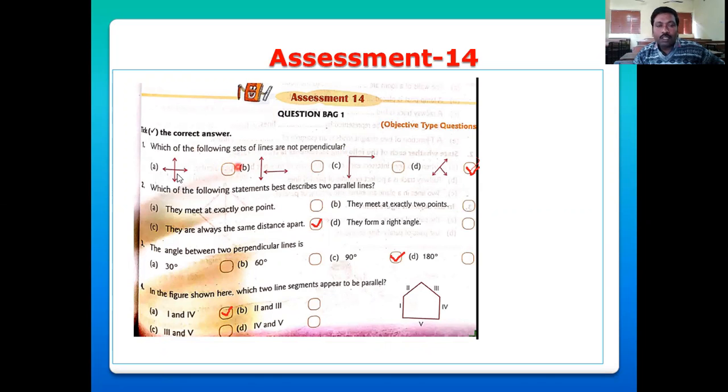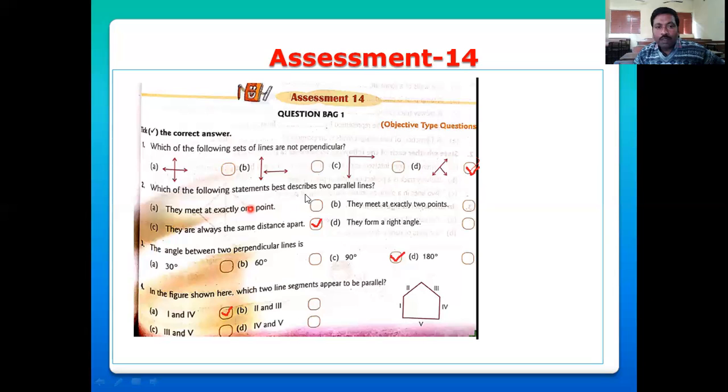When we see option A here, these are perpendicular lines, they make a 90-degree angle, and here is also a perpendicular line, because when we extend both these lines, they meet each other and make a 90-degree angle. But in the D section, there is no 90-degree angle, so our answer will be D.